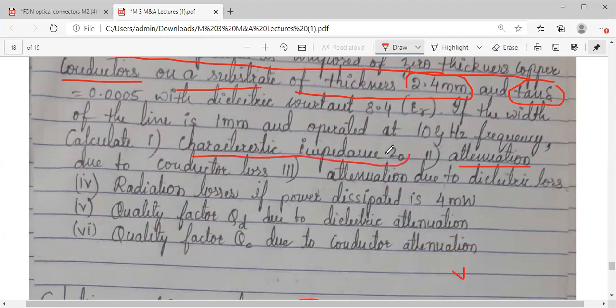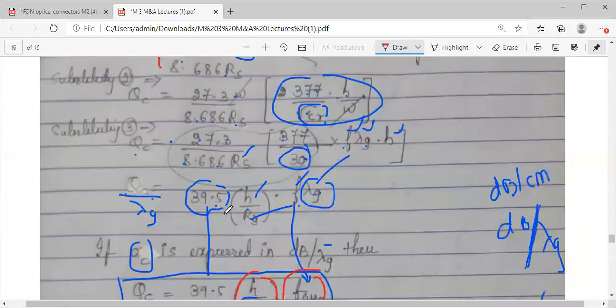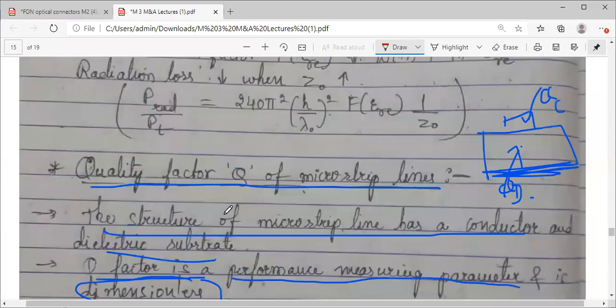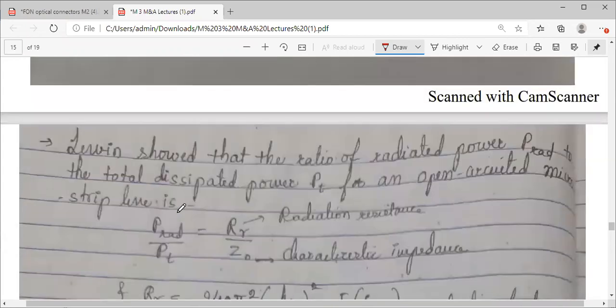First one is characteristic impedance Z naught I have calculated, alpha C and alpha D. What is next? Radiation losses if power dissipated is 4 microwatts. So you have to take the radiation losses equation into account. Let me just show you. I have not calculated. I'll just give you the brief how you can go for it.